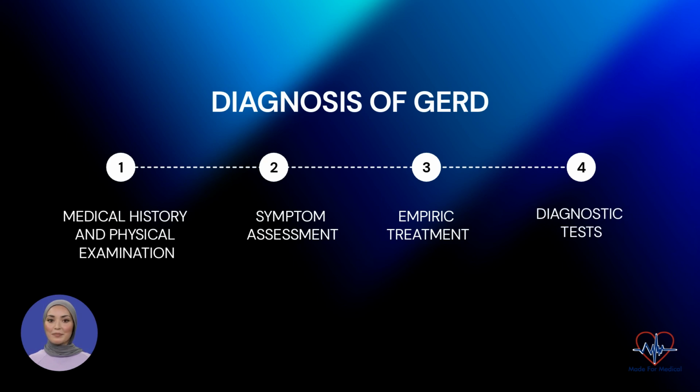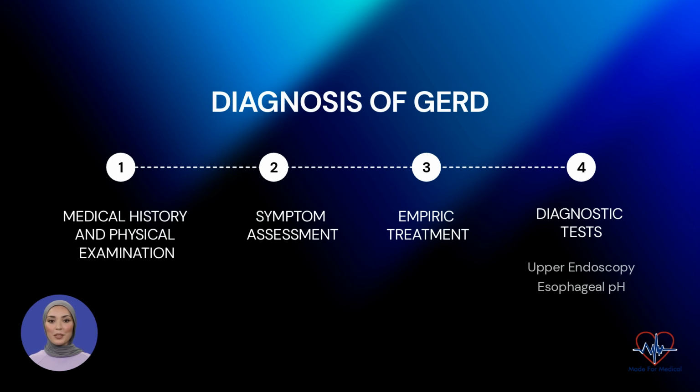Diagnostic tests. If the diagnosis remains uncertain or if the patient does not respond to empirical treatment, further diagnostic tests may be necessary. These can include upper endoscopy, esophagogastroduodenoscopy. This allows direct visualization of the esophagus, stomach, and duodenum. It can identify complications of GERD, such as erosive esophagitis, strictures, or Barrett's esophagus, and rule out other potential causes of symptoms.